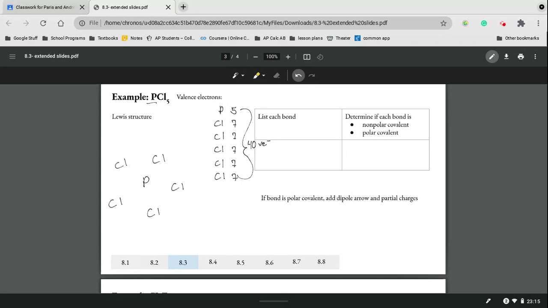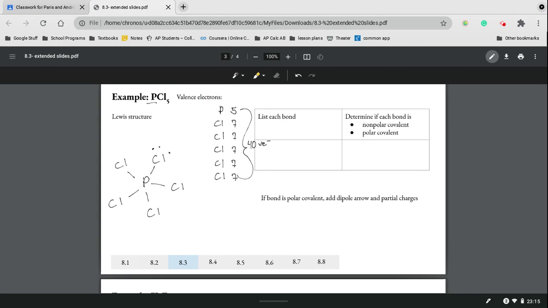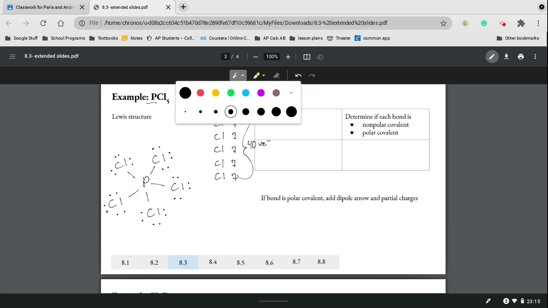And so we start counting this out. 1, 2, 3, 4, 5, 6, 7, 8, 9, 10, 11, 12, 13, 14, 15, 16, 17, 18, 19, 20, 21, 22, 23, 24, 25, 26, 27, 28, 29, 30, 31, 32, 33, 34, 35, 36, 37, 38, 39, 40. So we're all out of valence electrons.